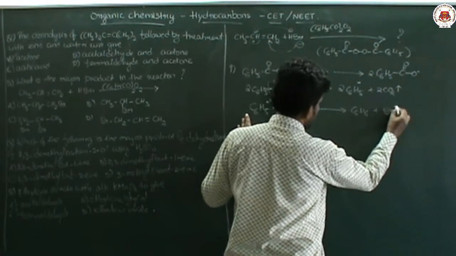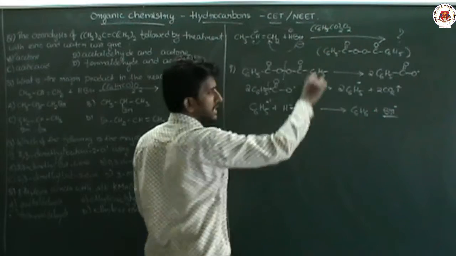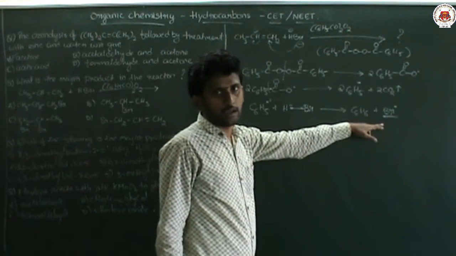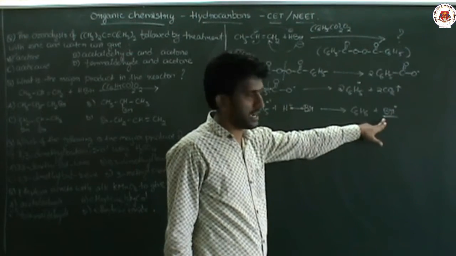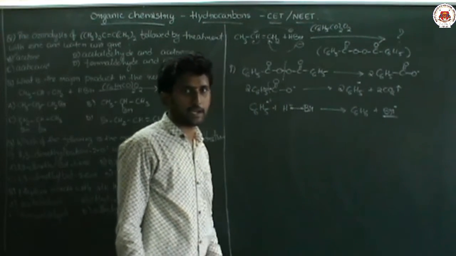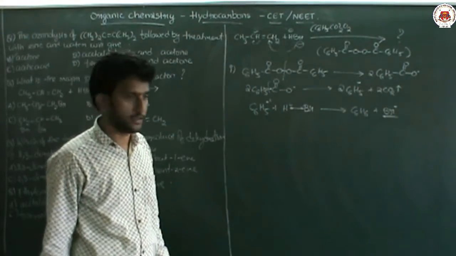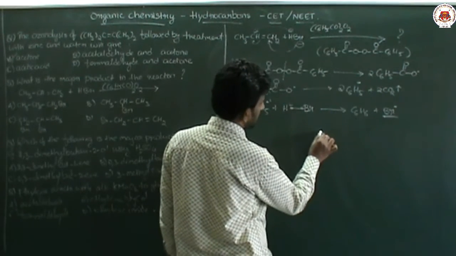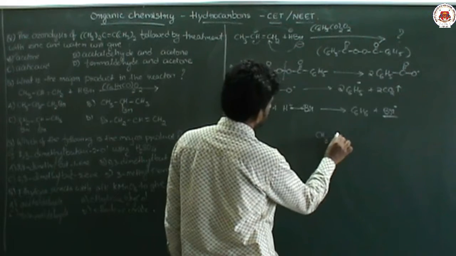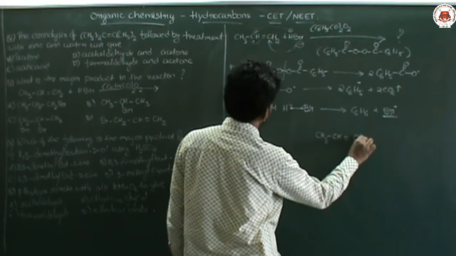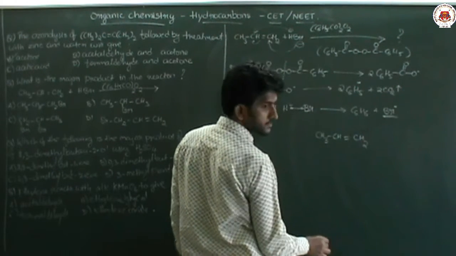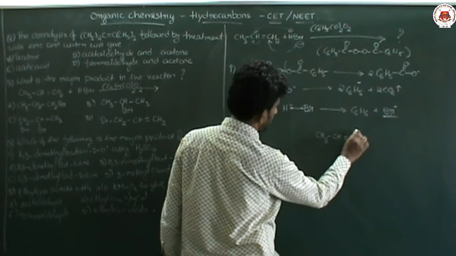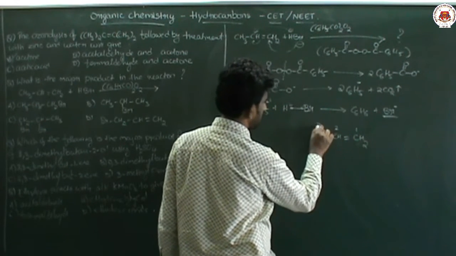That means in the presence of peroxide, the main attacking reagent is the Br radical. Okay? The radical attacks the alkene. Let us see now how it will attack. Now this is the alkene. You have CH3 CH double bond CH2. First carbon, second carbon, third carbon.